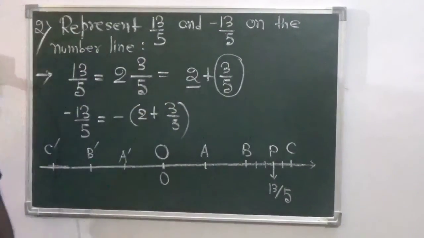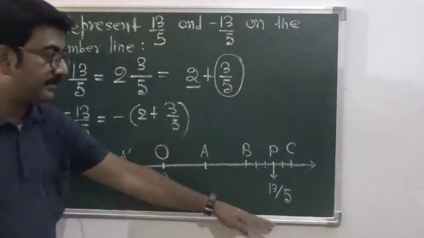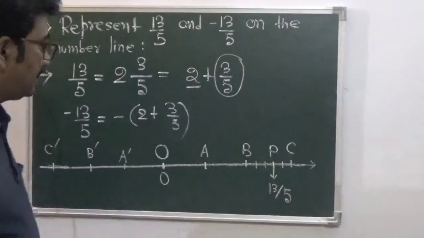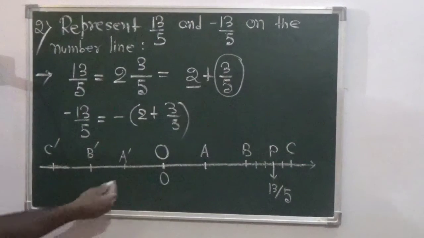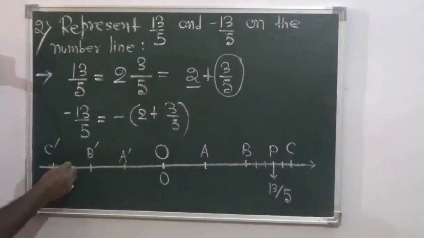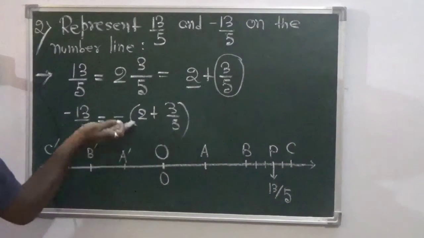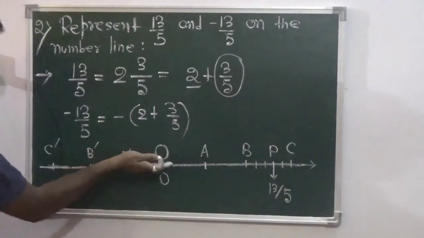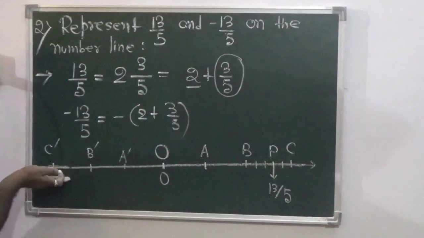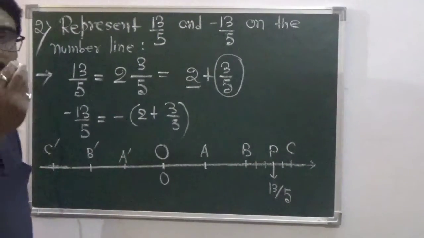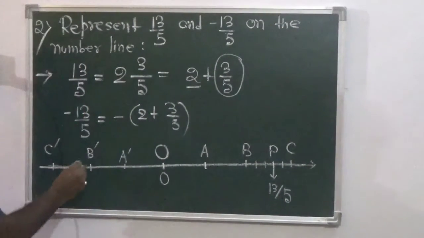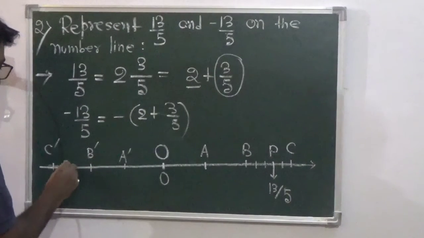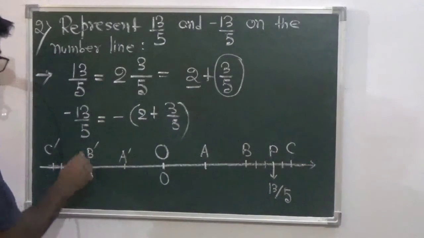So the point P represents 13 by 5 on the number line. Similarly, moving towards the left of the origin, we have 2 units. This is minus 2 plus 3 by 5. So 2 full unit lengths you will take, and the third unit we have to divide into 5 equal parts. So this is 1, 2, 3, 4 and 5.